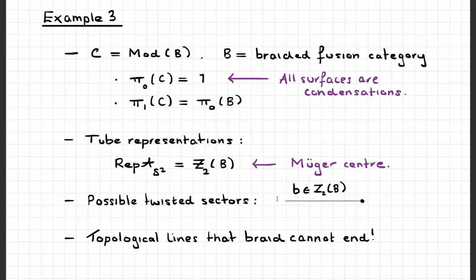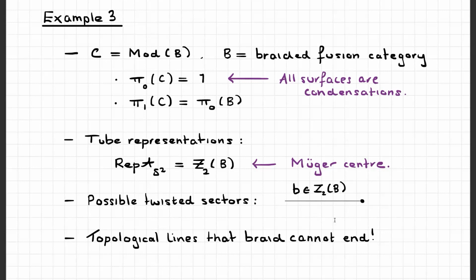Okay, here's another example that's non-invertible but in a different way. You can take your fusion 2-category to be modules or module categories over a braided fusion category B. So this is the case where all the action is coming from lines and all of your surfaces are condensations. And the 2-representations in this case are very simple indeed. Representations of the tube algebra, it's basically just the Müger center of the braided fusion category. And it's really just capturing the possible twisted sectors.